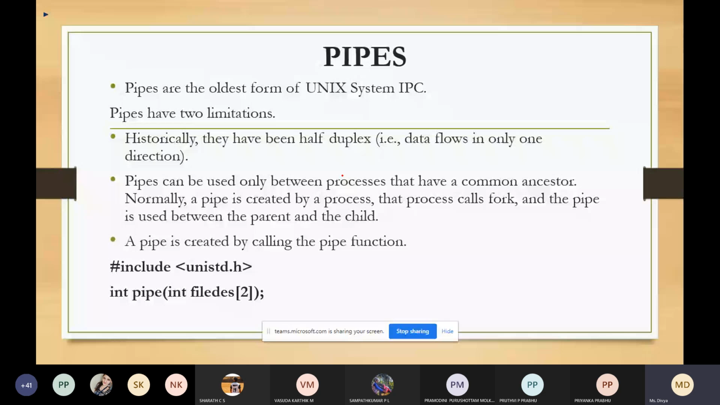So what do you mean by half duplex? You might have studied half duplex and full duplex in networks. Pipes are half duplex. That means the data flows only in one direction. At a time, the data can flow only in one direction, not full duplex. So if two processes want to communicate, first one has to send the data, then the next one can send the data. It is half duplex.